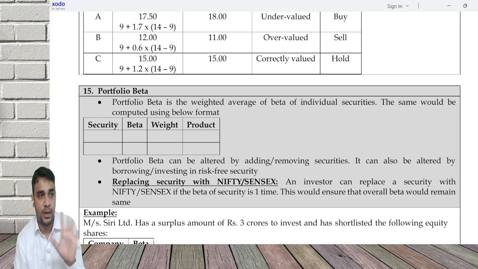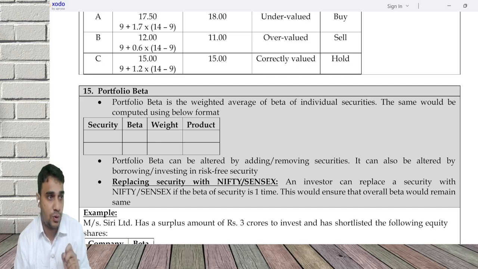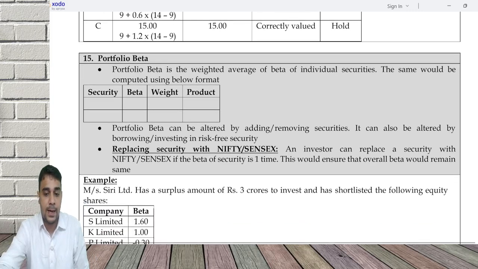This is not a new format. There are only 3 formats in the chapter. This is basically our weighted average. This is what you did in source, cost, weight, product, WACC. Source, cost, weight, product.